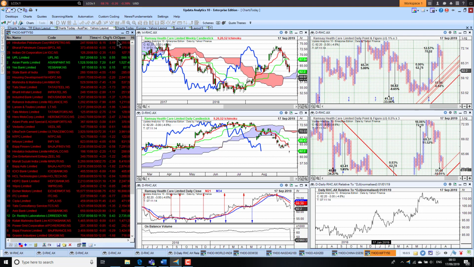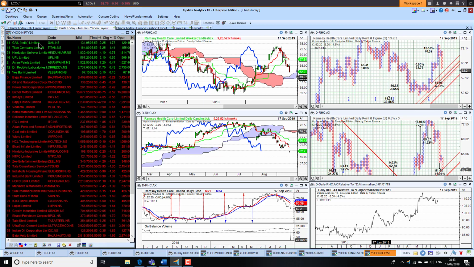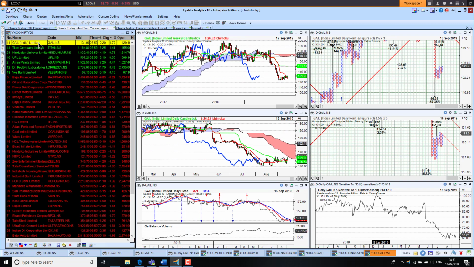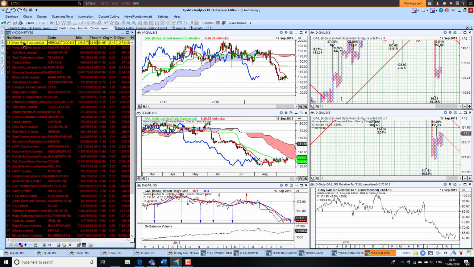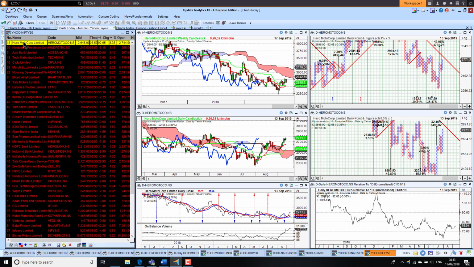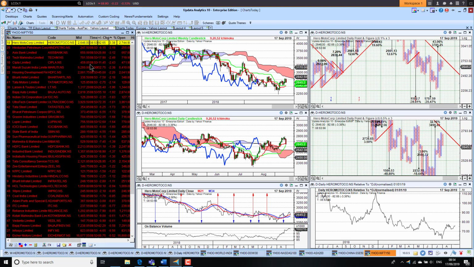In the Indian market now, taking a look here, we've got GAIL India up quite strongly, but the chart's still looking very bearish, down 30% versus the Dow this year. And if we look at Hero MotoCorp, they were the worst performer yesterday, down 3.4%.